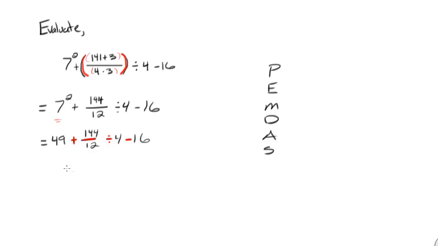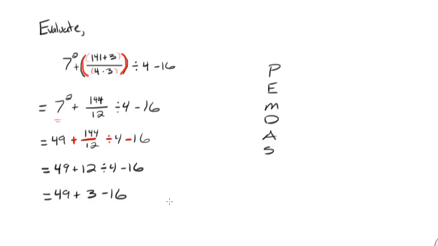And here is what those steps are going to look like: we always go from left to right. So we're going to do the first division, 49 plus, and we do 144 divided by 12 is 12. And then we still have this divided by 4 minus 16. Now we need to do the division before we do the addition and subtraction, which is the 12 divided by 4. So that will be 49, and then the result of that division is 3, minus 16.